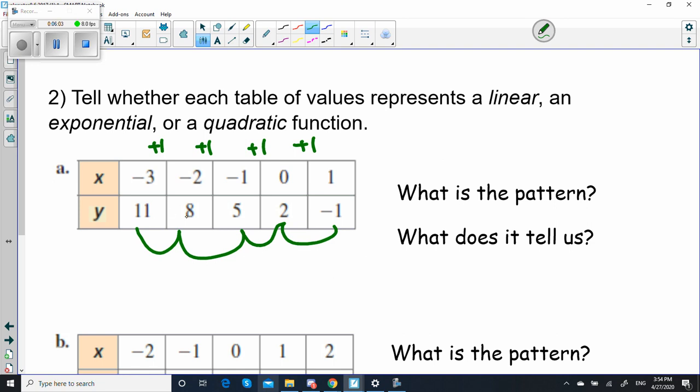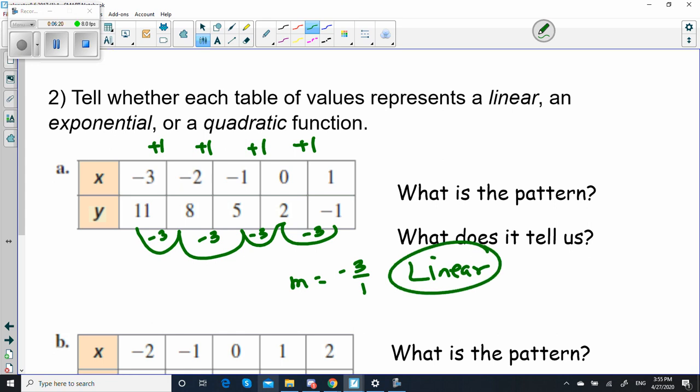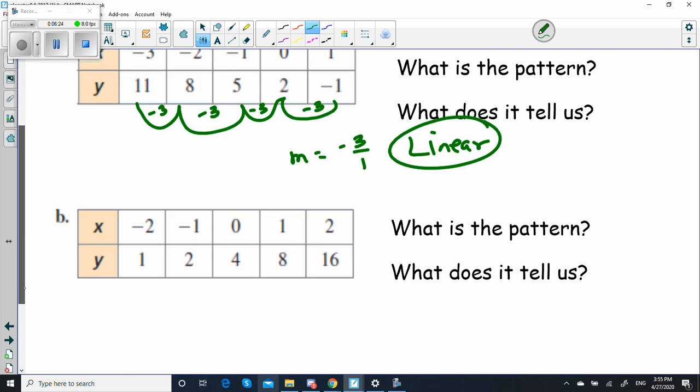So it looks like from 11 to 8, we dropped down by 3, again by 3, dropping by 3, and by 3. So this actually has a slope. The slope here is negative 3 over 1. This is linear. It's got a minus pattern. Okay, across the y. Let's look at B.